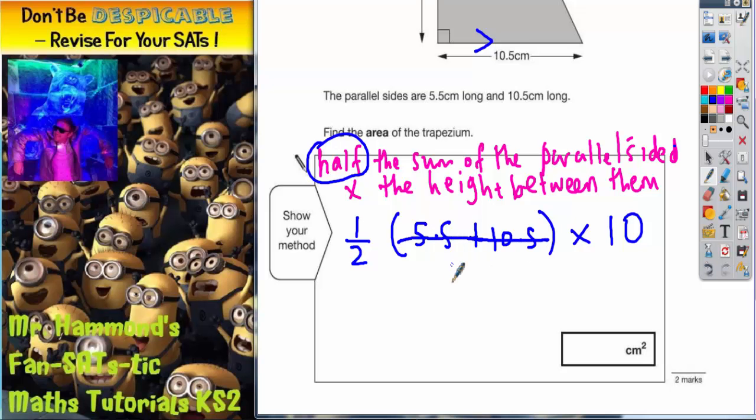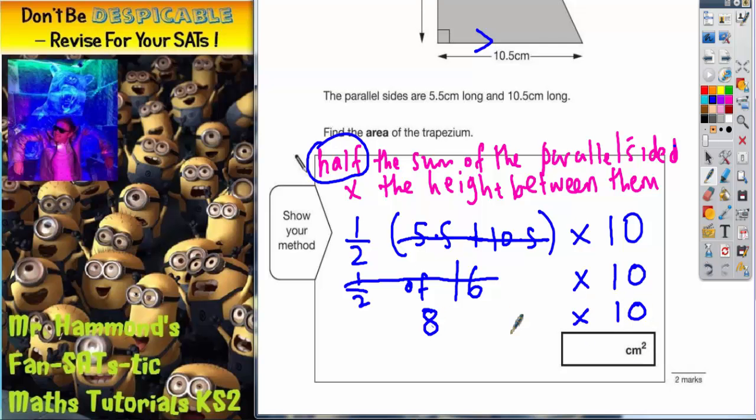We might as well cross it out and replace it with a 16. So we've got half the sum of 16 times the height between them. So we're now left with half of 16 times 10. Well, half of 16 is 8. So this bit, we might as well cross it out and replace it with an 8. And we've got to times the height of the trapezium. So we're left with 8 times 10.